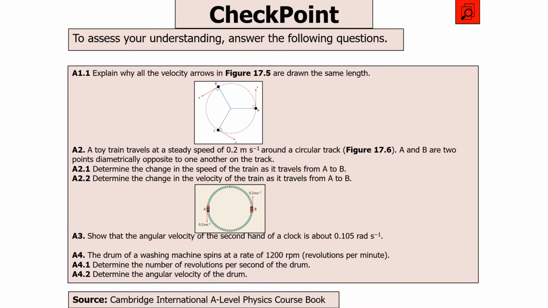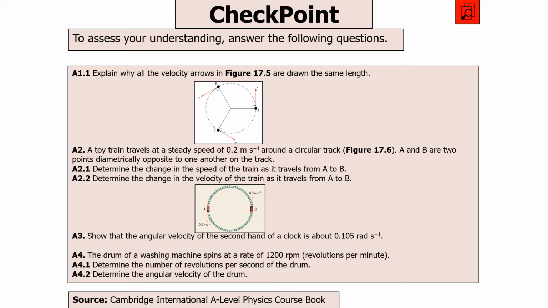The next question says, explain why all the velocity arrows in the figure are drawn at the same length. Then, a toy train travels at a steady speed of 0.2 meters per second around a circular track. A and B are 2 points diametrically opposite to one another on the track. Determine the change in speed of the train as it travels from A to B, and then determine the change in the velocity of the train as it travels from A to B.